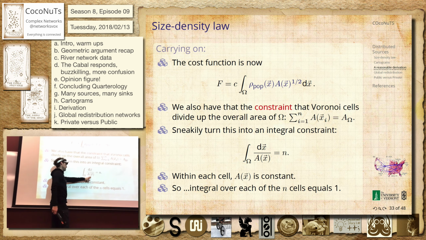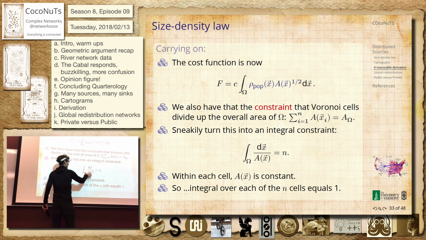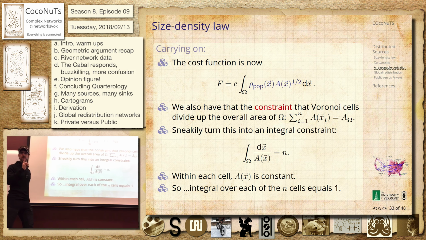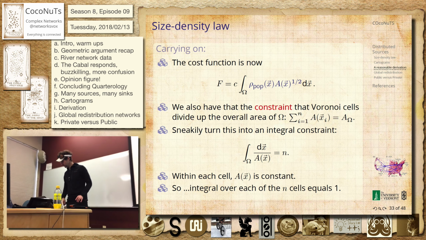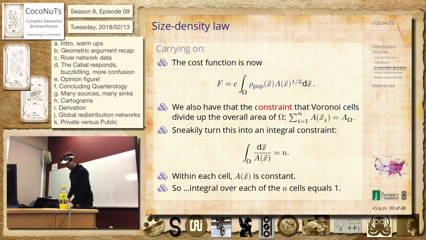And then we realize that we can do this as well, right? So if you integrate over the whole area and you take 1 over the area, if you break this down into integrals over each little facility's region, then this is a constant in that region, and you integrate over it, so you get area over area. There would be a 1, and so you go through every region, and there are n of them. So this is a way of getting the constraint that there are n facilities. I don't know if that makes sense.